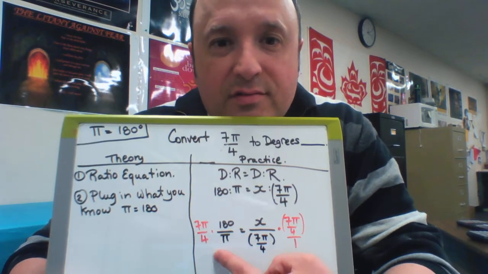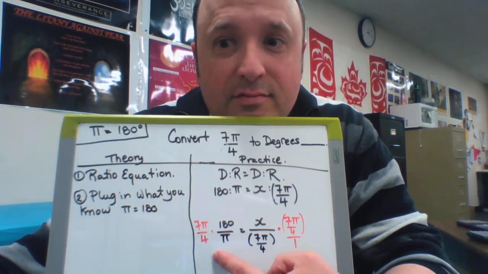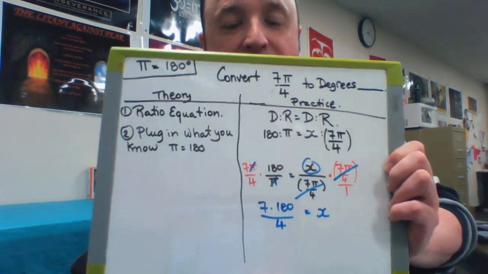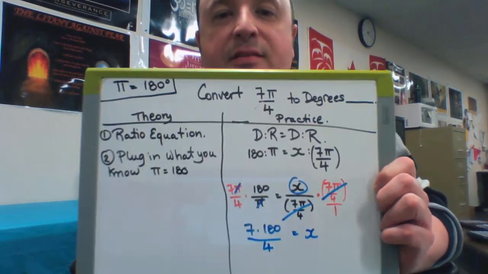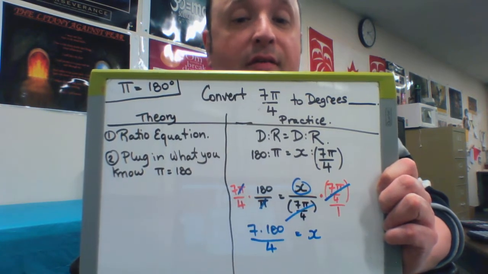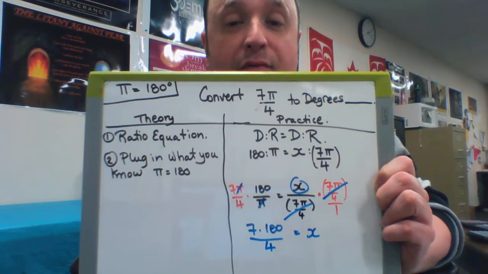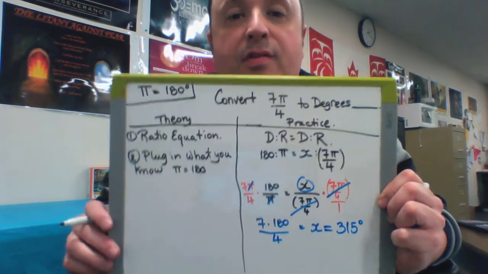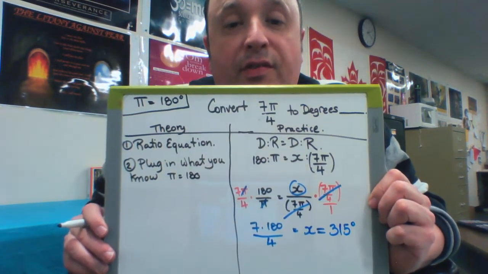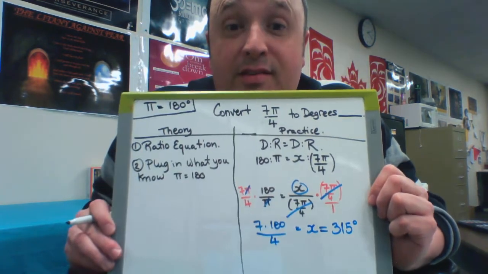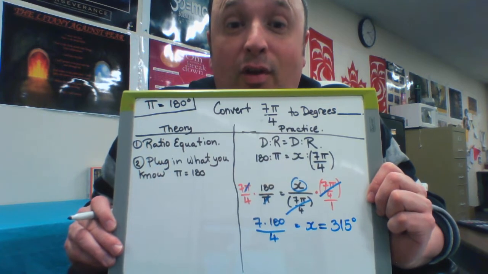Something cancels. It's the pi that cancels on the other side, and that's a nice bonus when the pi cancels. Because now I just go 7 times 180 divided by 4 and pop that off my calculator. Easy peasy. So that's 315 degrees.